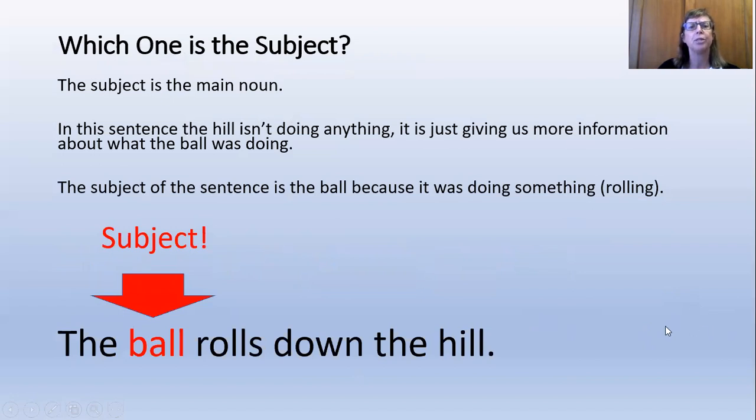So which one is the subject? The one that the verb is about. The hill isn't doing anything. It's just being there adding detail. It's giving us more information about what the ball was doing. So the subject is the noun that the verb is referring to. So rolls isn't about the hill, rolls is about the ball.